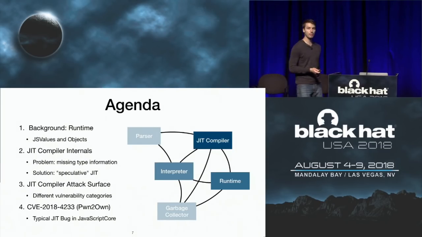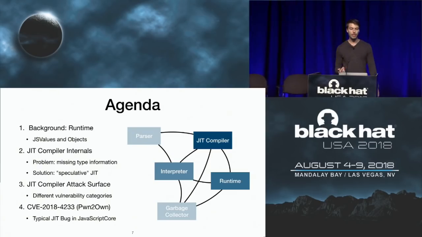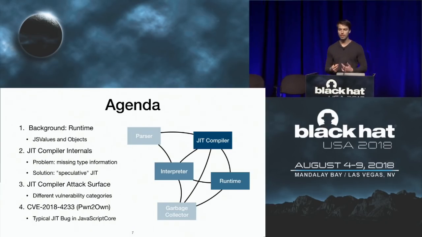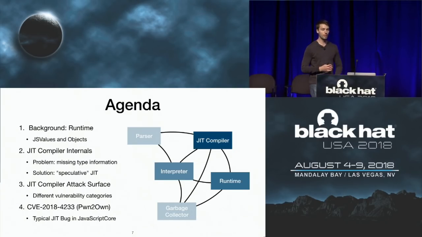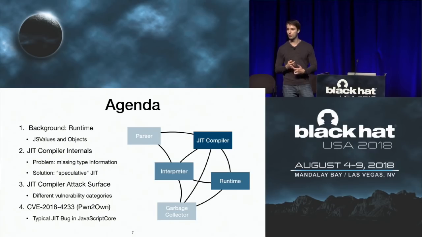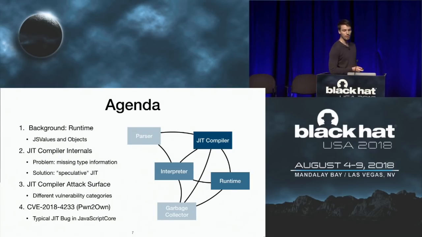We'll start with some background on the runtime, mainly how it works. We'll talk about JavaScript values and objects. Then we'll talk about JIT compiler internals, how they work, how they convert JavaScript to machine code. Then we'll talk about the attack surface, what kind of bugs you can find there and how to exploit them a bit. And finally, we'll talk about one specific bug in WebKit, which I used for Pwn2Own this year.